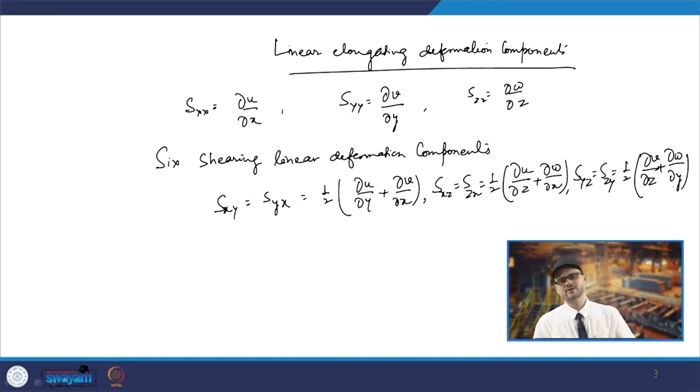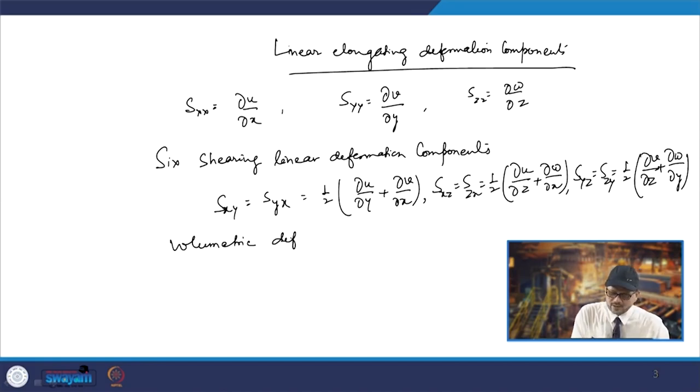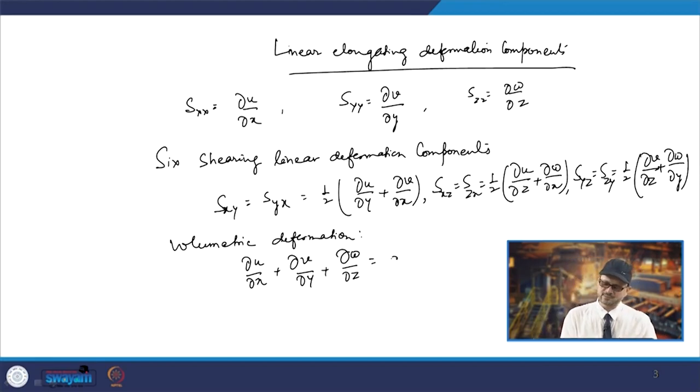This way you have the 9 strain rate, linear deformation rate components. Then we have the volumetric deformation, which is defined as dou u by dou x plus dou v by dou y plus dou w by dou z. That can also be represented by div U. So these are the strain components, and this will be required in our coming studies.